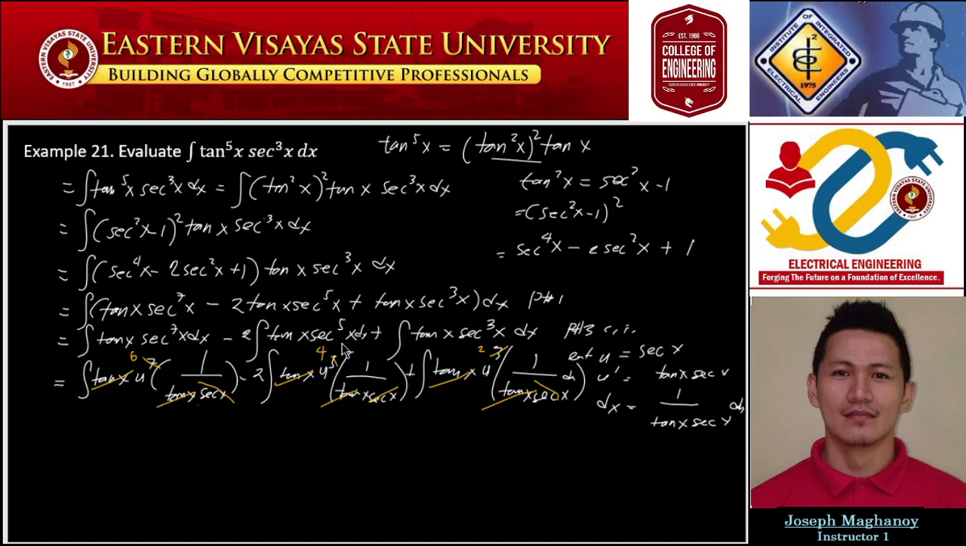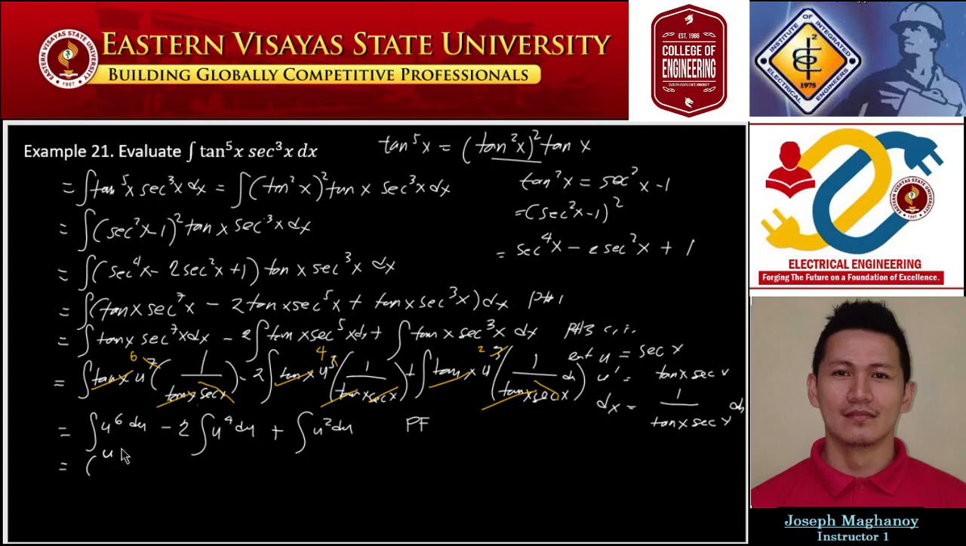So we rewrite. Do we have a real number constant? None. So it's still the same. 1, 1, 1. How about for the sign? None. So okay. So we rewrite the function. That is the integral of u raised to 6 du minus 2 integral of u raised to 4 du plus the integral of u squared du. Now you can use the power formula.